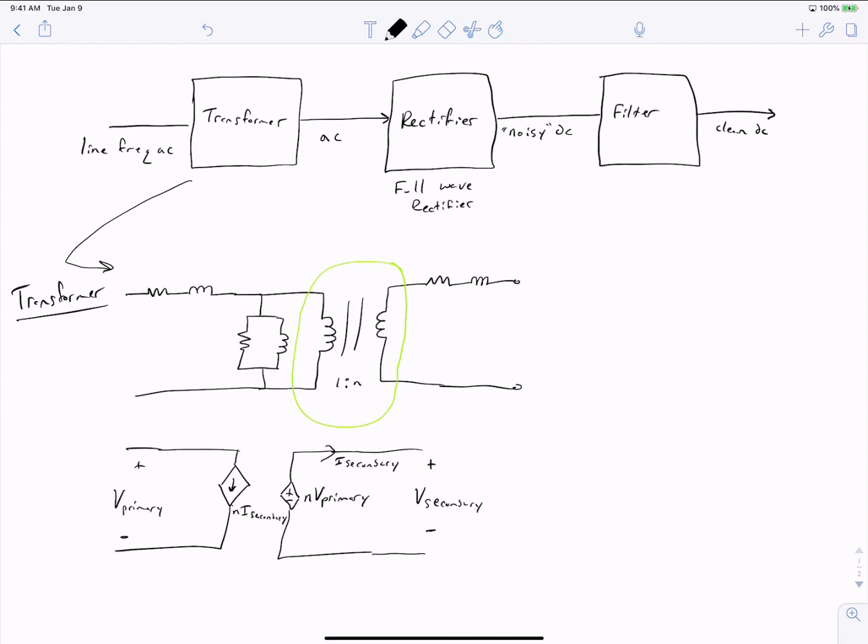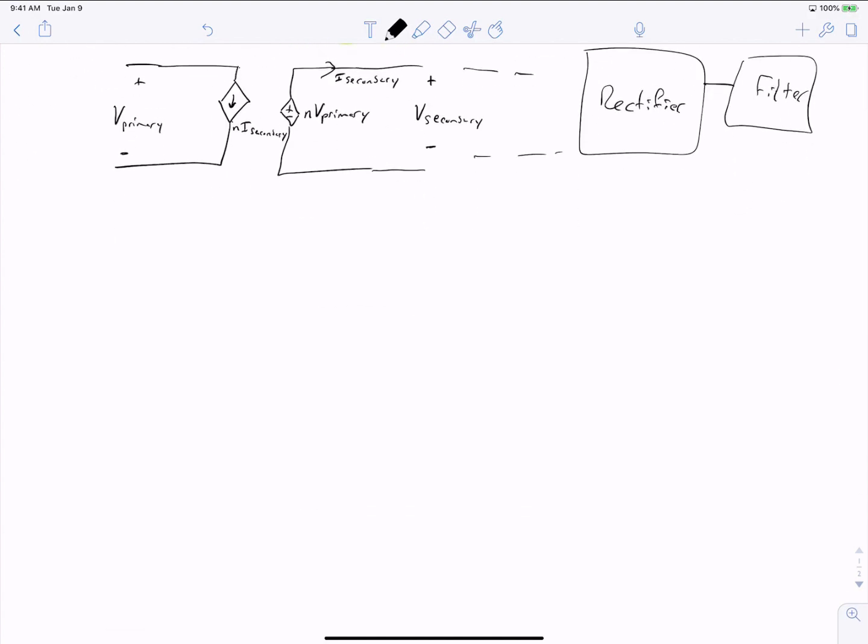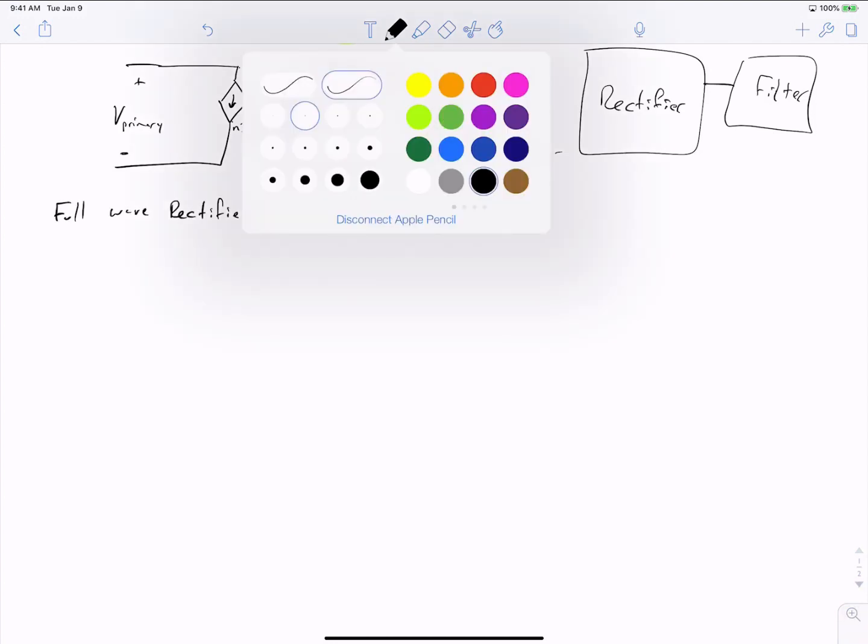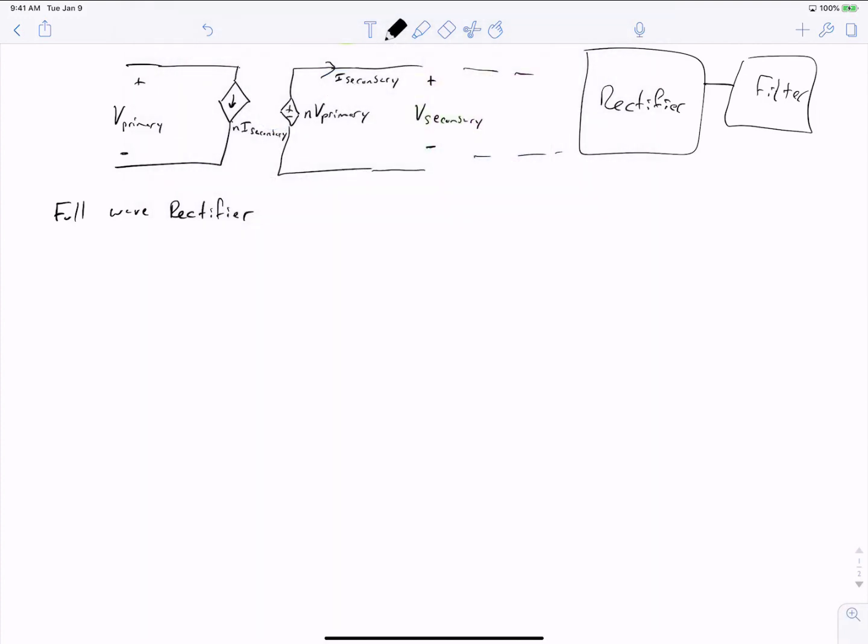So if this model then continues out here, we attach it to our rectifier, and we attach that onto our filter. Okay, so I said we were going to be talking about full wave rectifiers. What is the equivalent circuit of a full wave rectifier? This also should be familiar to you from your circuits class. We can draw it as follows.